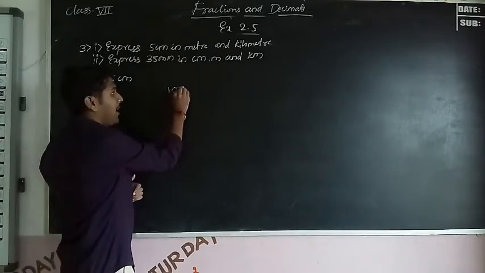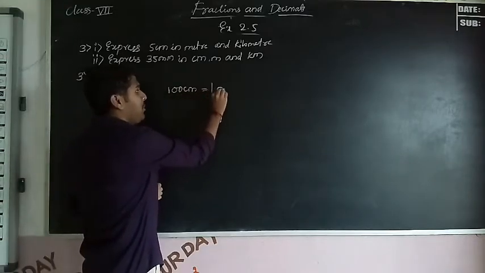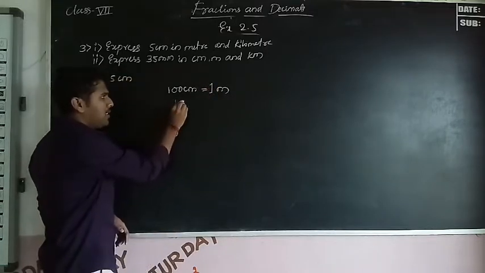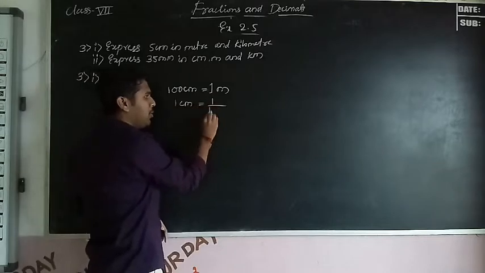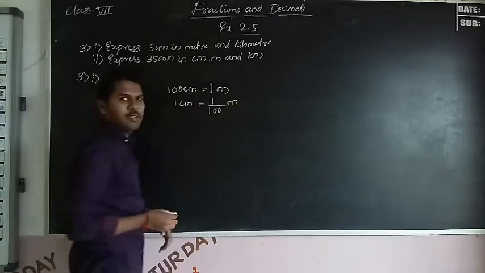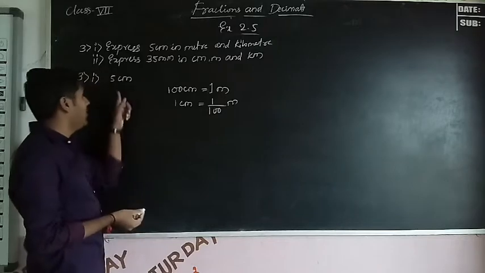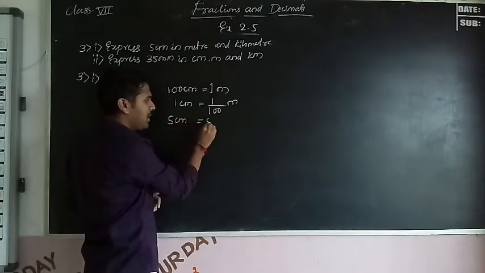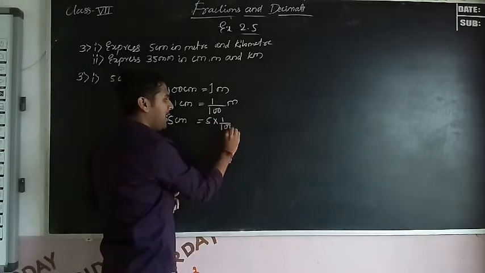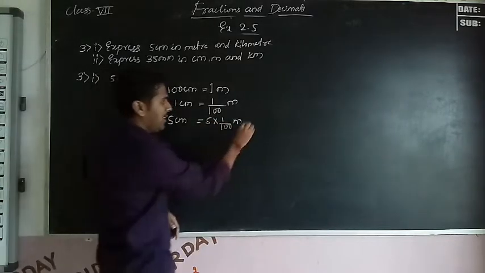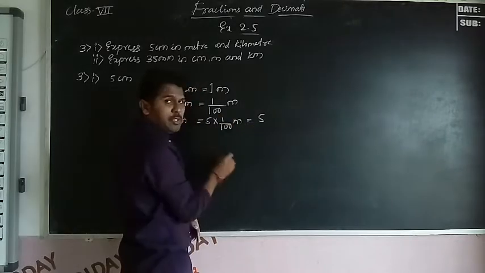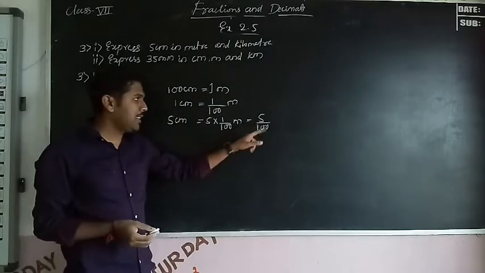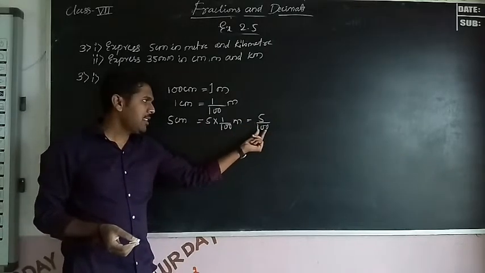So 100 centimeter equals 1 meter. For 1 centimeter, it is simply 1 by 100 meter. Here you want 5 centimeter, so just cross multiply 5 into 1 by 100 meter. What will we get as the answer? 5 into 1 is 5. Don't cancel it. Here 100 is there.